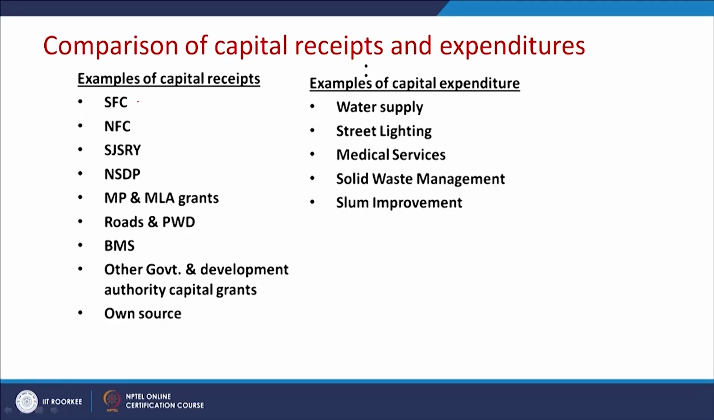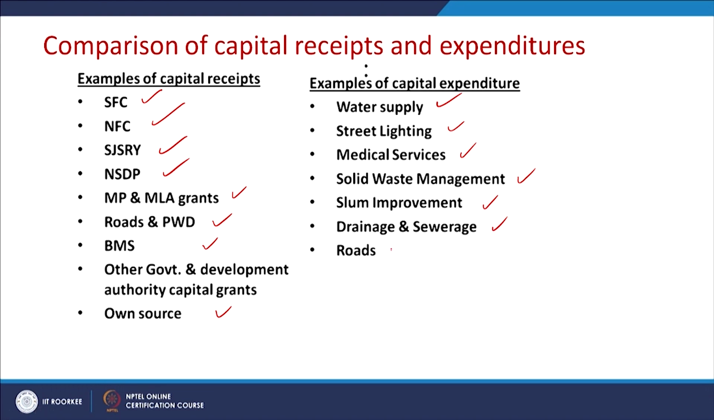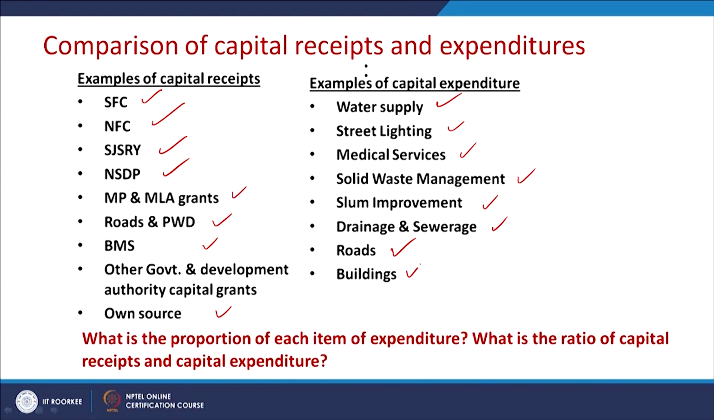Now, let us see the types of expenditure and receipts. Basically, among capital receipts we have the State Finance Commission, National Finance Commission, SGSRY, and all these are central government and state government grants. The expenditure we have is on water supply, street lighting, medical services, solid waste management, slum improvement, drainage, sewerage and road construction. So, these are the capital expenditure apart from the revenue expenditure. One is the capital expenditure which you need to spend for establishing large infrastructure and services, and the other is the revenue expenditure which you need to incur for running your system.